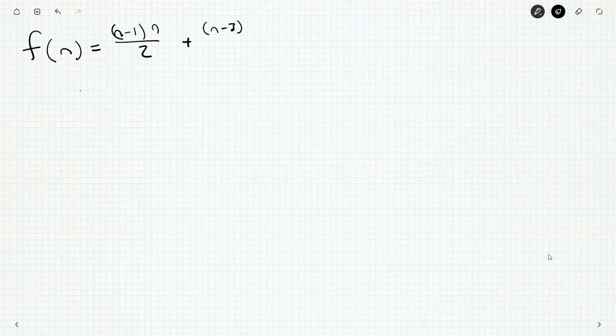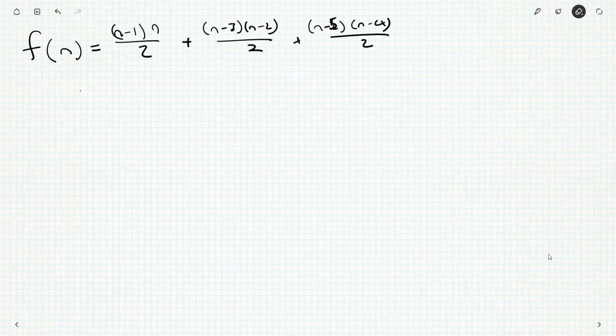Okay, new tactic. Instead of using a recursive formula, I'll say f of n is n minus 1 times n over 2 plus n minus 3 times n minus 2 over 2. So this is not so bad. n minus 5 times n minus 4 over 2. So I'm using that formula. I haven't proved it yet. I haven't proved my claim of what the formula is. We will get to that if we need to. But really, we are investigating.